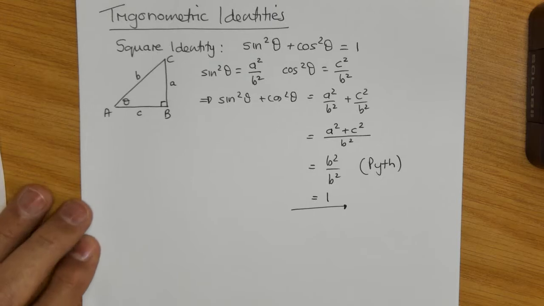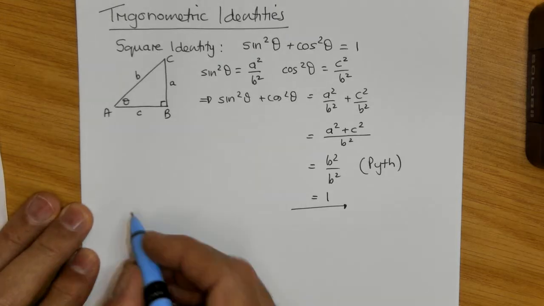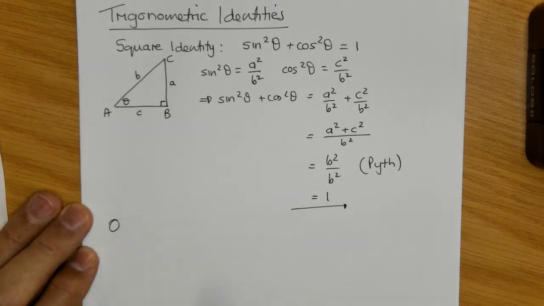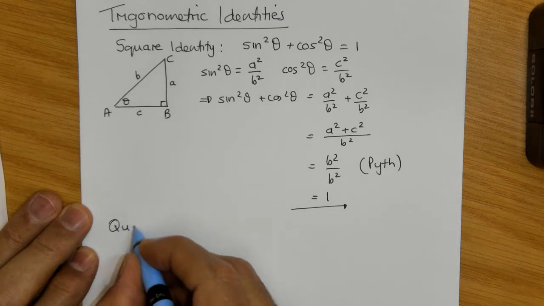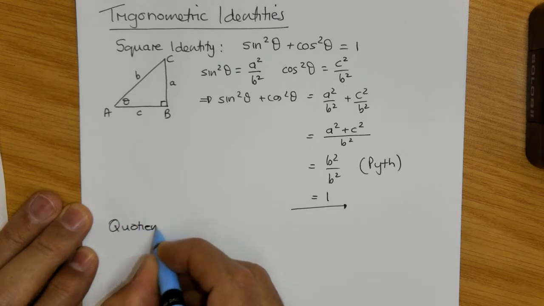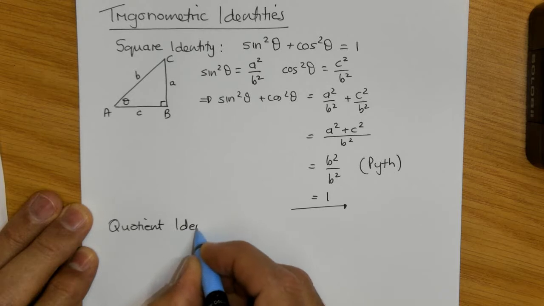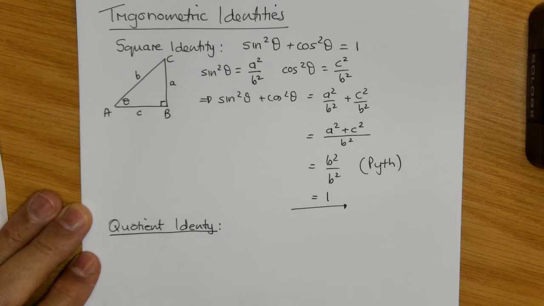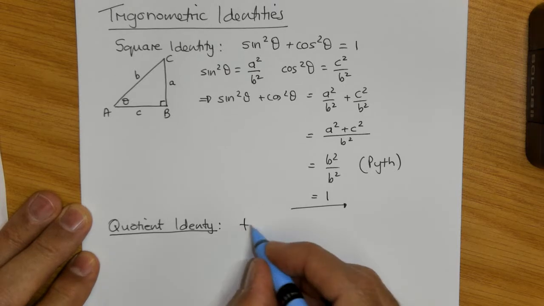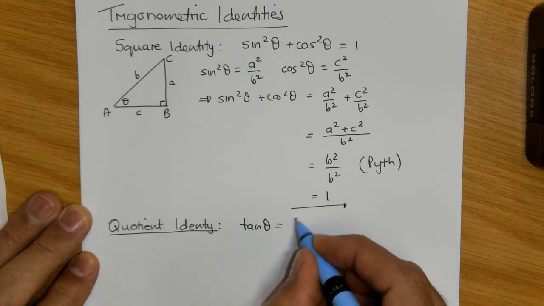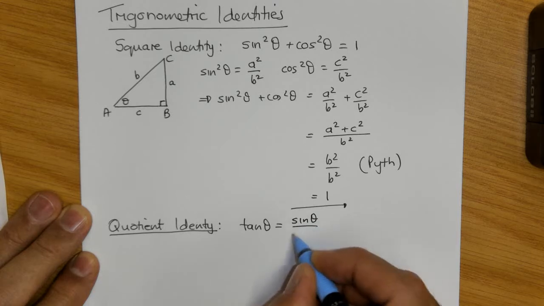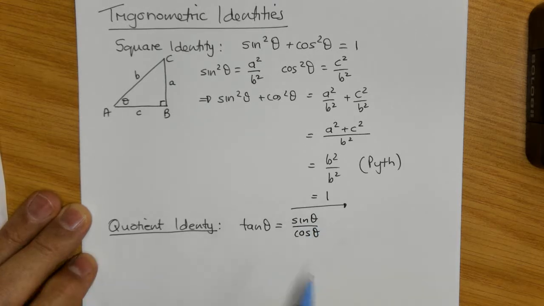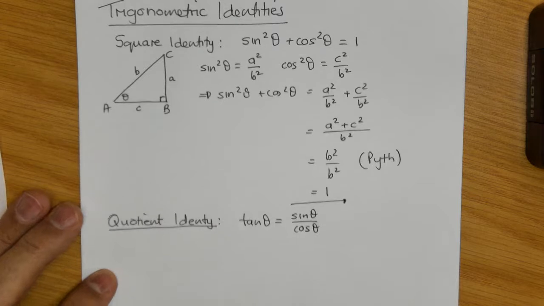Okay, our second identity that we're going to look at is called the quotient identity. Okay, now quotient is something divided by something. Okay, and that identity says that the tan of theta is equal to the sine of theta over the cosine of theta. And let's now go and draw on the same triangle.